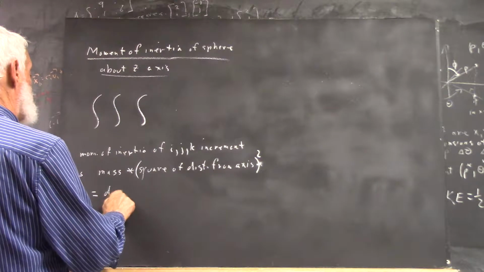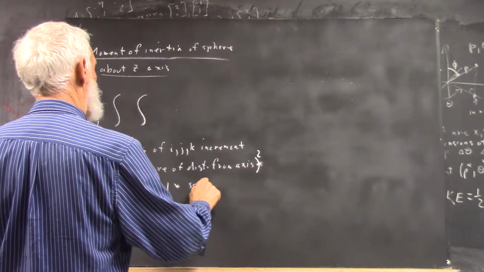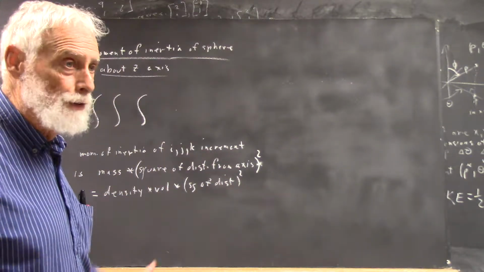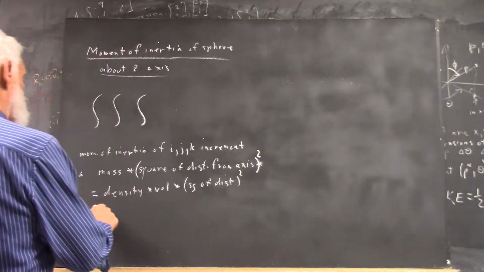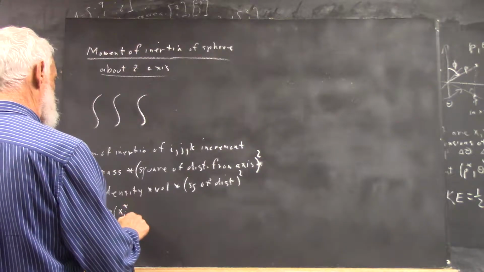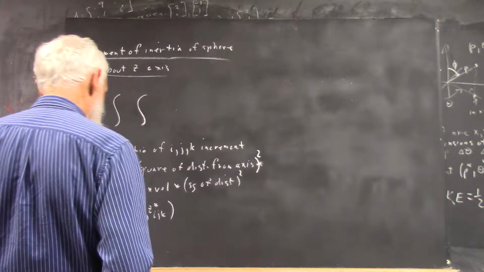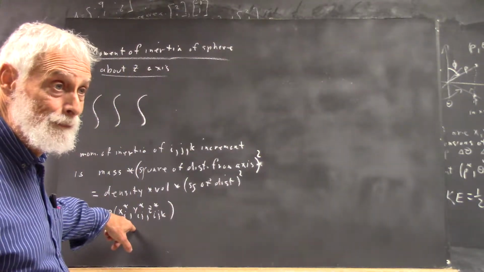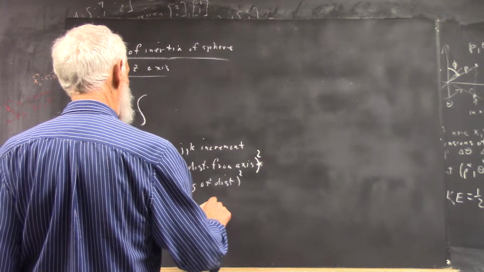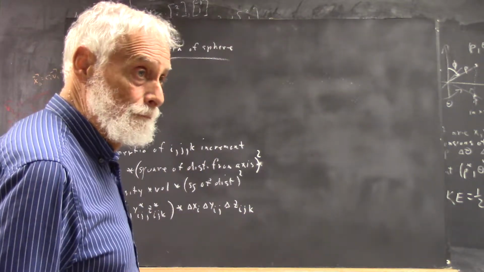The mass is density times volume. I'll abbreviate square of distance because we don't have but 2 minutes left, okay? But that's all it's going to take, okay? Rho evaluated at the sample point times volume, right?